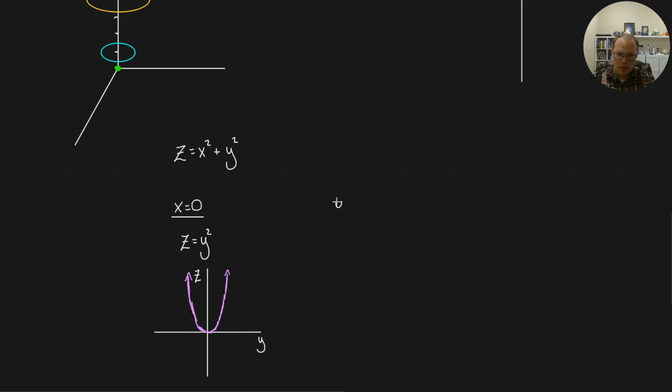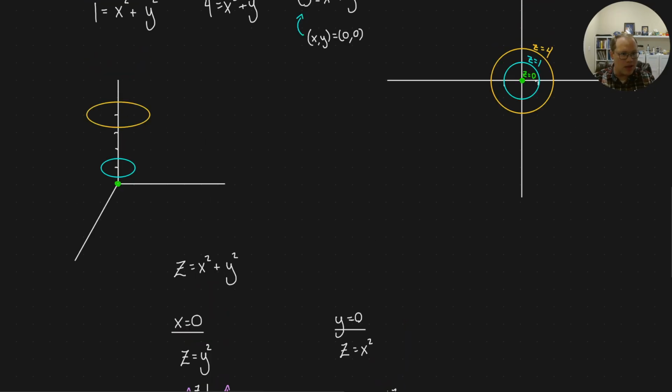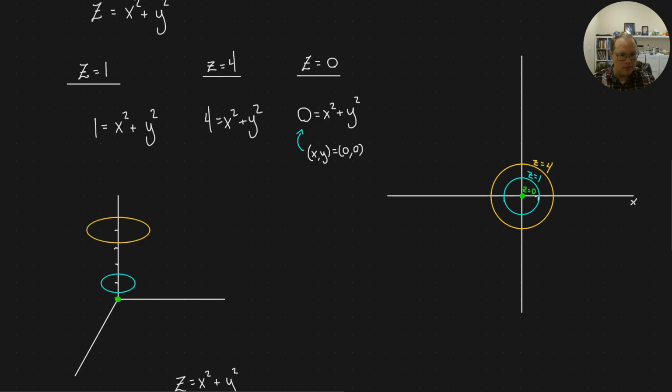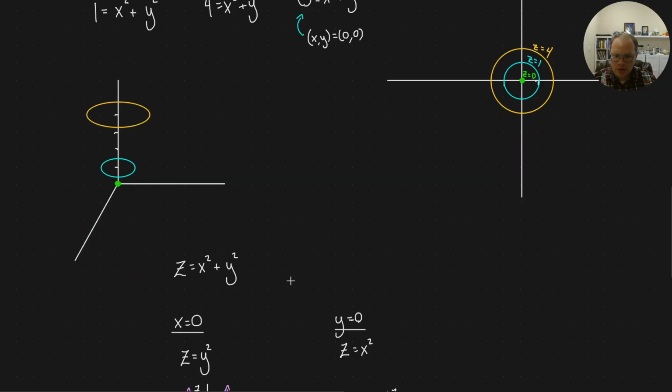Okay, and what about y equals 0? Again, looking at the traces where x, y, and z are 0 is usually a good place to start. If I plug in y equals 0, the cross section that I get is z equals x squared. That's also a parabola. But instead of being in the yz plane, it's in the xz plane. Okay, I should probably label this the xy plane. So let's add those other two in there.